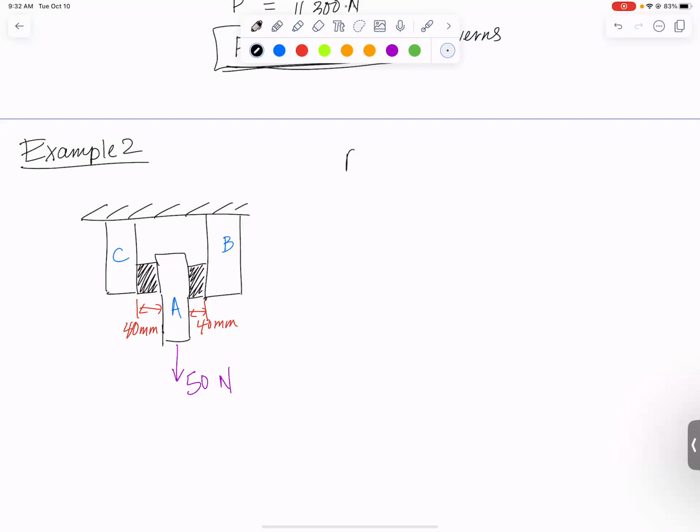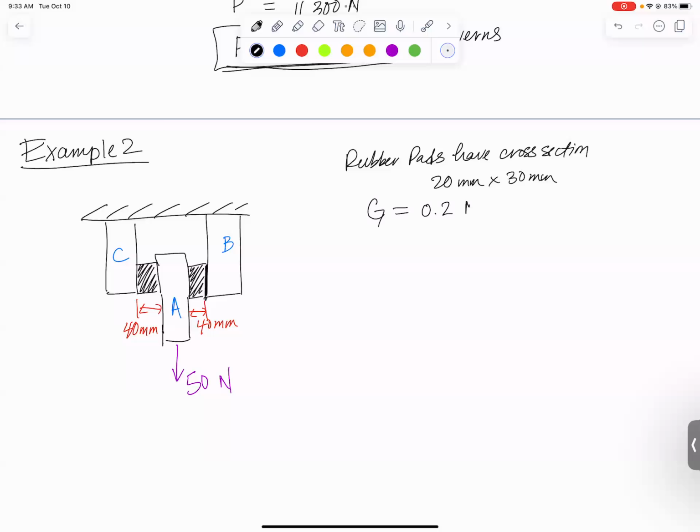And we also know that the rubber pads have a cross section that is 20 millimeters by 30 millimeters. That means that maybe the height here is 30 millimeters and then the width into the page is 20 millimeters, or the other way around. Doesn't actually matter which one is which. The overall cross-sectional area there is 20 by 30. And we are told that the shear modulus of the rubber is 0.2 megapascals. Shear modulus of rubber is way smaller than shear modulus of steel. Remember, steel is like 200 gigapascals.